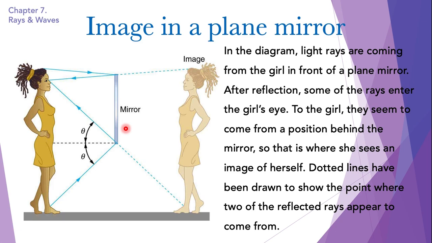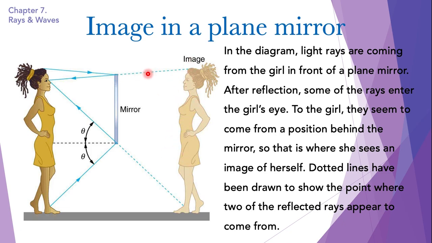In this diagram, light rays are coming from the girl in front of a plane mirror. After reflection, some of the rays enter the girl's eyes. So to the girl, they seem to come from a position behind the mirror. So that is where she sees an image of herself.